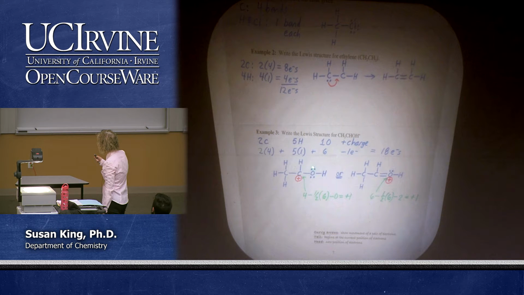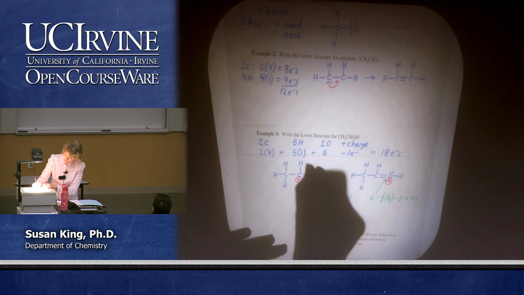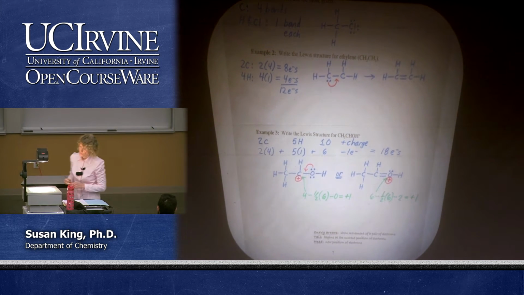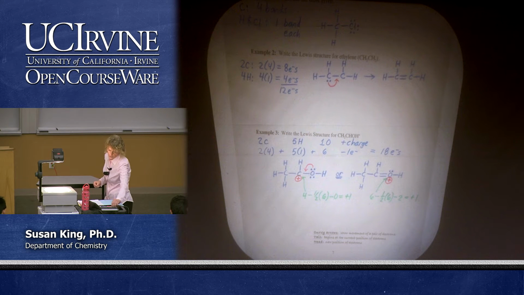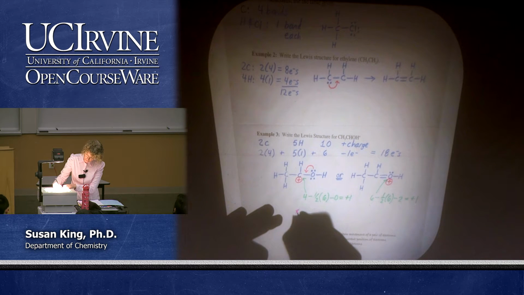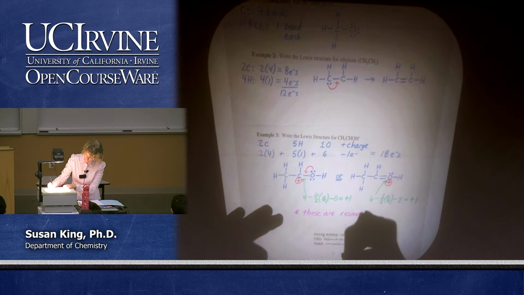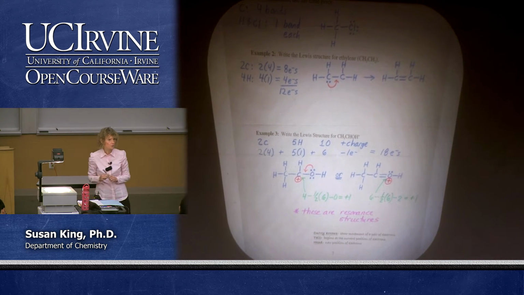Or we could just take one of these lone pairs and, because we have this carbon without an octet, we could move that over. You can actually draw arrows for that. It kind of helps you when you're drawing resonance structures. We can move that over, and then we can draw this resonance structure here. So we have two valid ways of drawing this structure. And that means that these are resonance structures. When we have more than one way that we can draw a compound, they're resonance structures of each other.